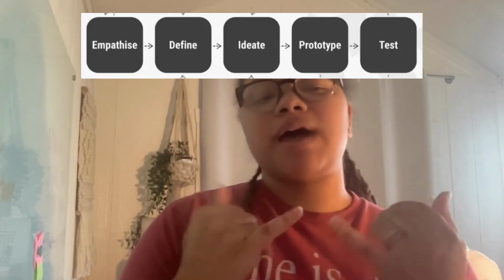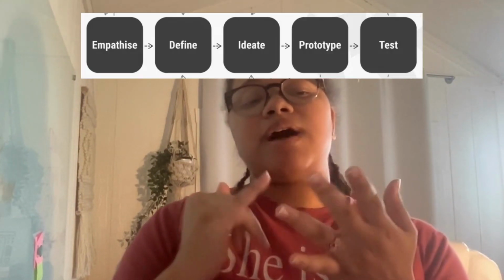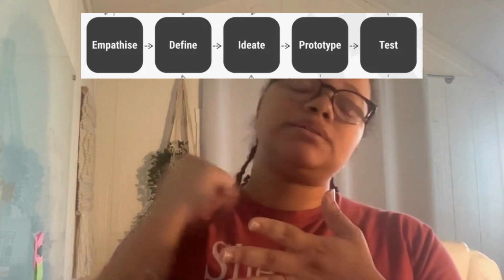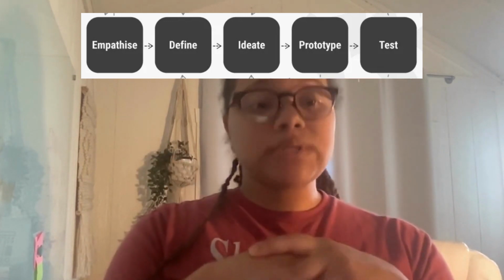All right, so first off, the Interaction Design Foundation is a great resource to learn UI and UX design. They teach prototyping to be the fourth stage of the design thinking process. First, you have empathize, define, ideate, prototype, and test. We're going to talk about prototyping.